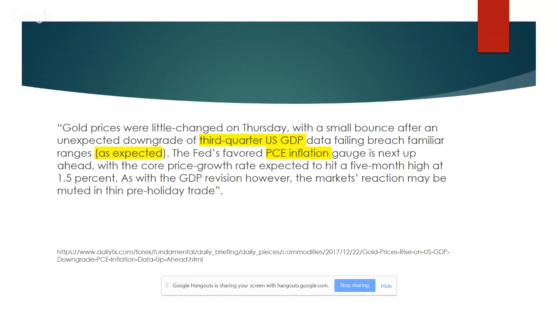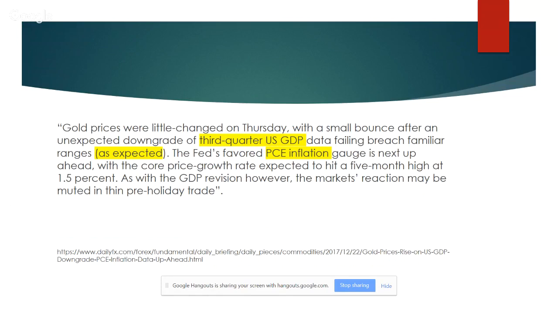Data failing to breach familiar ranges as expected. Once again, like I said, guys, the data that comes out is oftentimes anticipated before the data is even released, right? So the market will actually start using their expected anticipations to make current decisions, right?